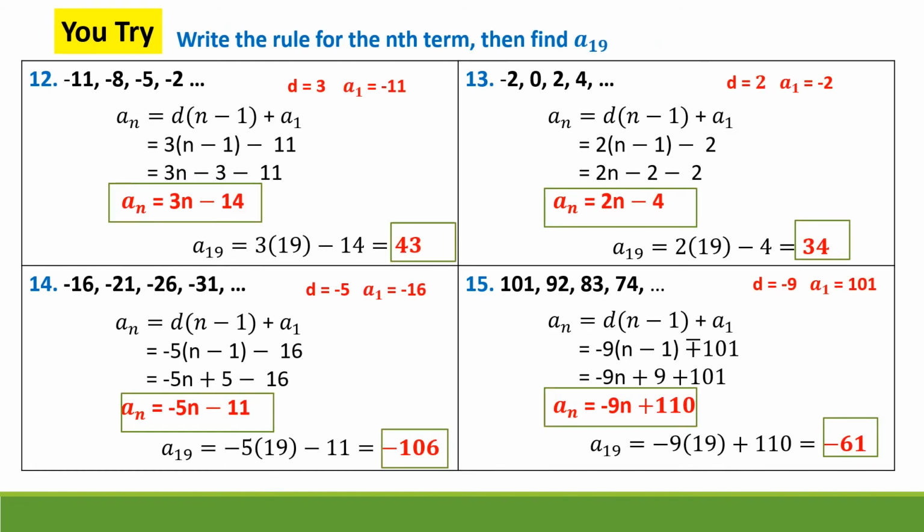Okay, so I have the rules here boxed in, and they're also in red. So the first one, a sub n equals 3n minus 14. My 19th term is 43. So just go ahead and check your work. And of course, if you're asked to find any other term, like if you wanted to find the 11th term, you would just simply plug in 11 for n. But in this case, we were finding the 19th term, so just pause the video and check your answers.